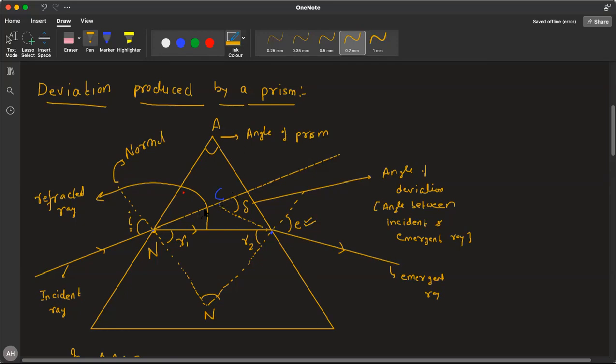And see, this is the incident ray. This is the emergent ray. The angle between the incident and the emergent ray is known as the angle of deviation. This is the angle between incident and emergent ray that we are supposed to calculate. So the major part in the calculation of prism is this deviation. Draw this ray diagram, then we'll start the numerical mathematical calculations.